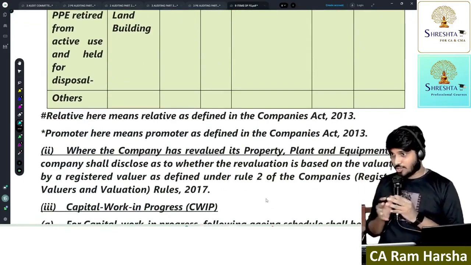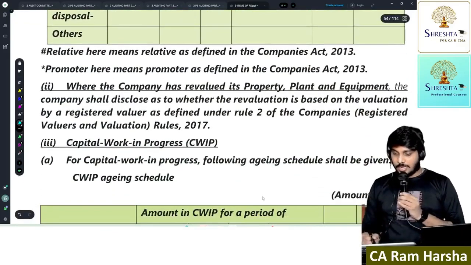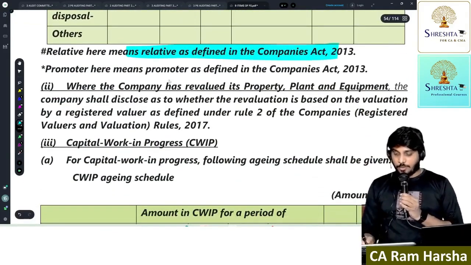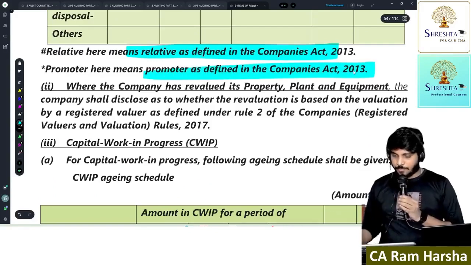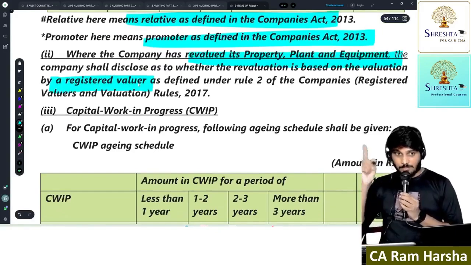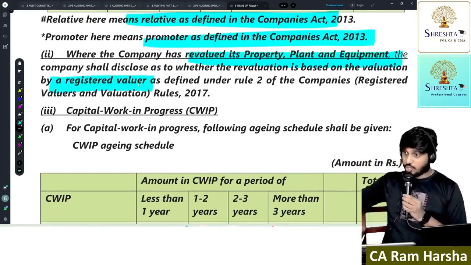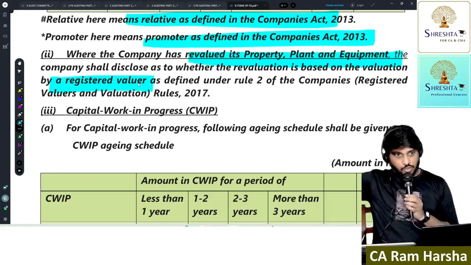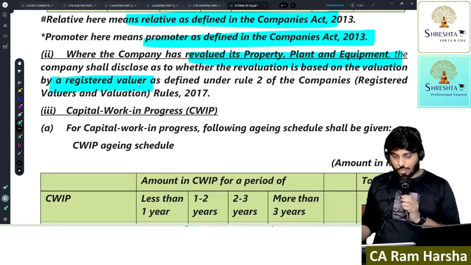Tata Motors gave disclosure on this. Relative here means relative as per the Companies Act. Promoter here means promoter of the company. Where the company has revalued its PPE, whether it has been done by a registered valuer or not, you have to disclose in the notes. The auditor also has to check this, but the company should disclose.